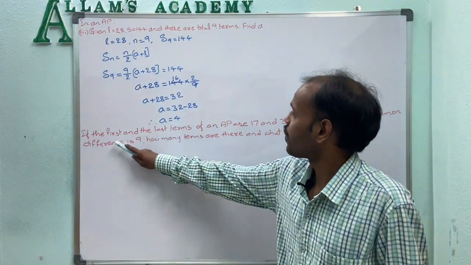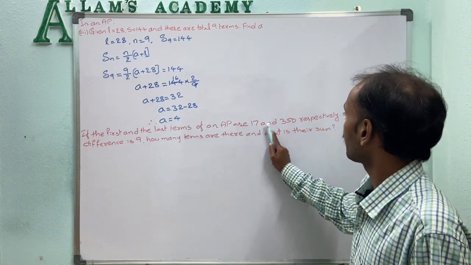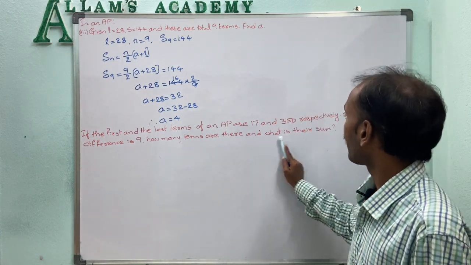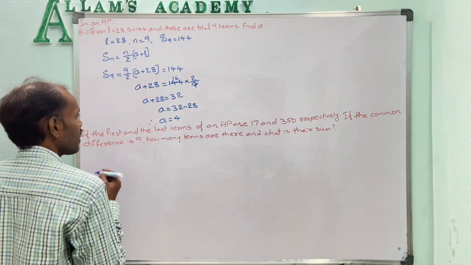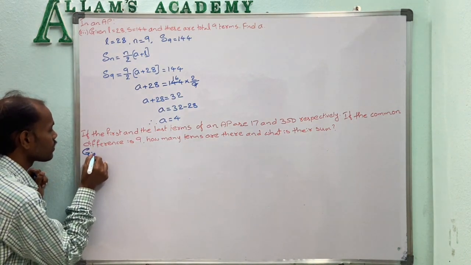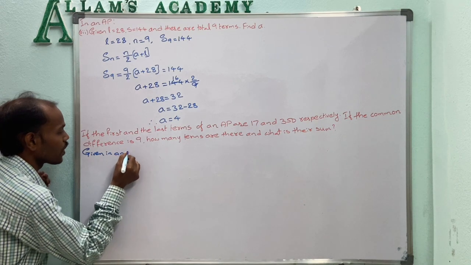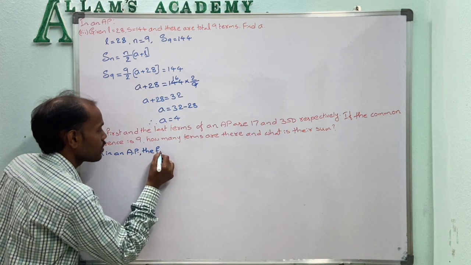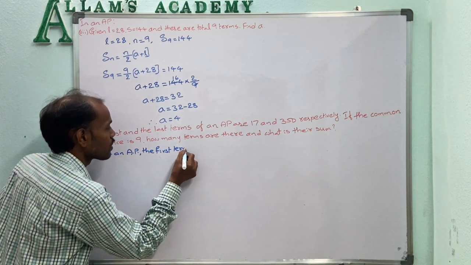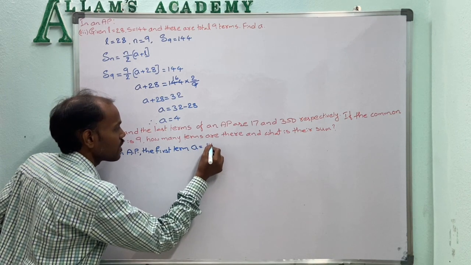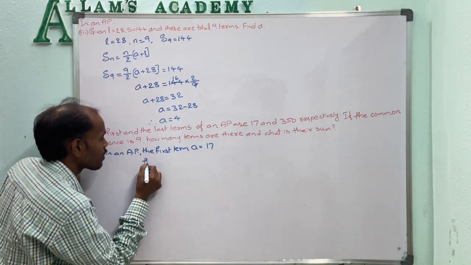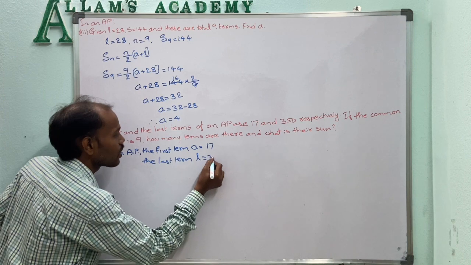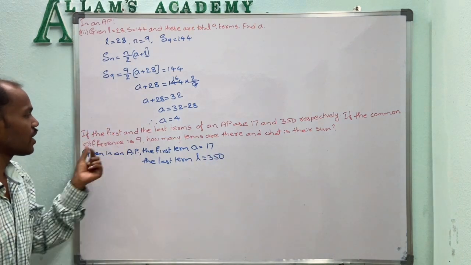In the problem, the first and the last terms of an AP are 17 and 350 respectively. If the common difference is 9, how many terms are there and what is their sum? So given in an arithmetic progression, the first term a is equal to 17, the last term L is equal to 350, and the common difference is 9.